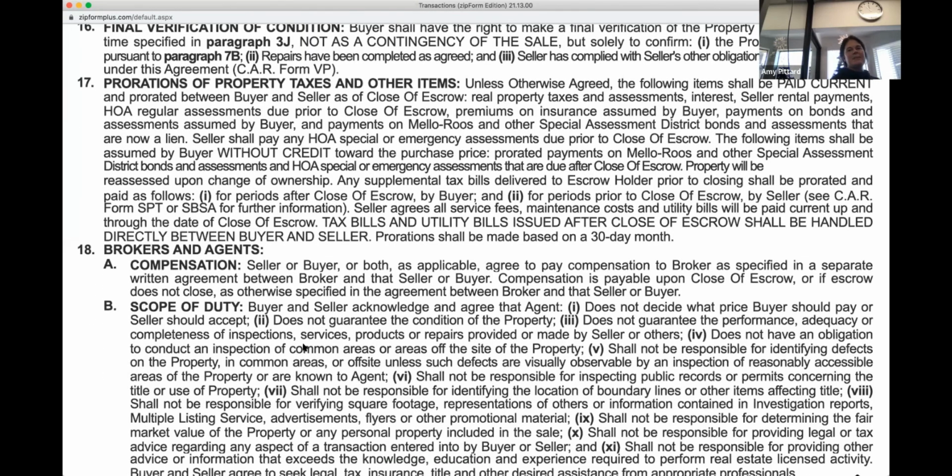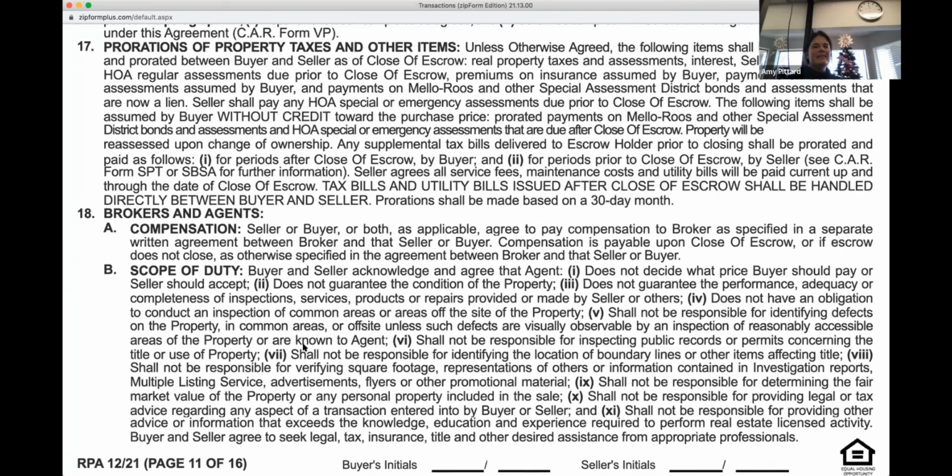17, prorations of property taxes and other items. Unless otherwise agreed, the following items shall be paid current and prorated between the buyer and seller as of close of escrow: real property taxes and assessments, interest, seller rental payments, HOA regular assessments due prior to the close of escrow, premiums on insurance assumed by buyer, payments on bonds and assessments assumed by buyer, and payments on Mello-Roos and other special assessment district bonds and assessments that are now a lien. Seller shall pay any HOA special or emergency assessments due prior to the close of escrow.